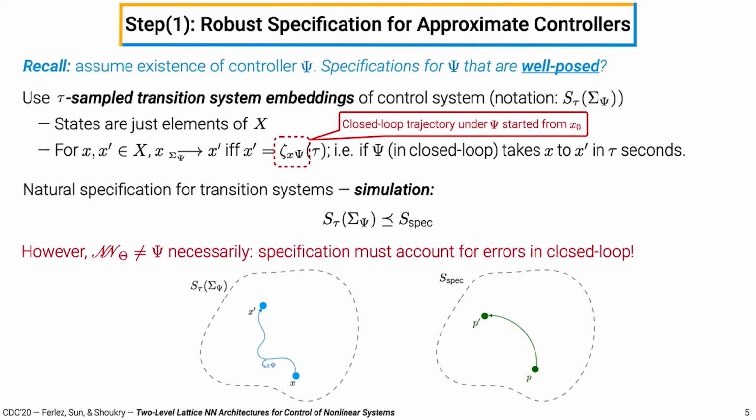To illustrate this, suppose that X is simulated by P in the specification. X transitions to X prime under the controller psi, and X prime is simulated by P prime in the specification. However, if we apply instead our neural network controller, we know that we'll end up in a state other than X prime. And the problem with the simulation relation described above is that this particular state may not be simulated by a target of P.